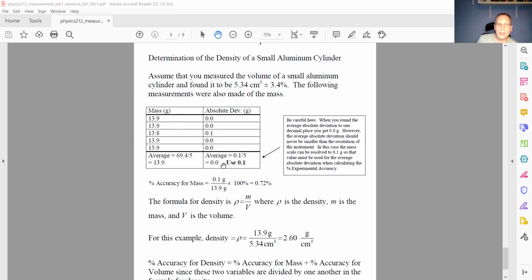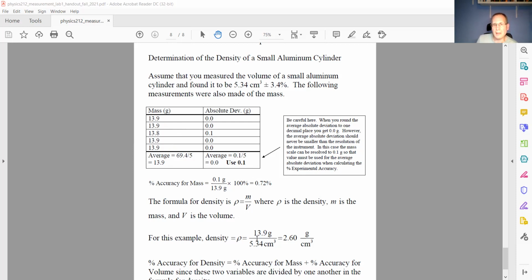But then we just said we can't use that because otherwise we'd have 0 for a percent accuracy. So we have to use at least the resolution of the instrument, which is 0.1. So then if I take the 0.1 divided by 13.9 times 100, 0.72, that's going to be my percent accuracy for mass. Okay, so in this case, that did come up because when we weigh something on a scale, you're pretty much going to get the same values, right? So that's when you're going to have to use the resolution of the instrument when you compute your percent accuracy.